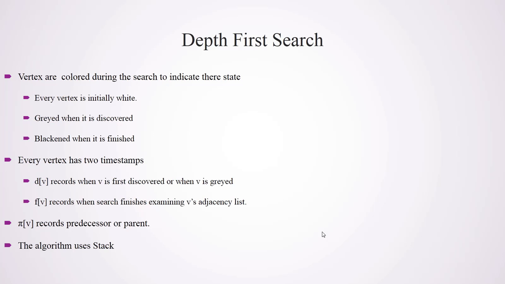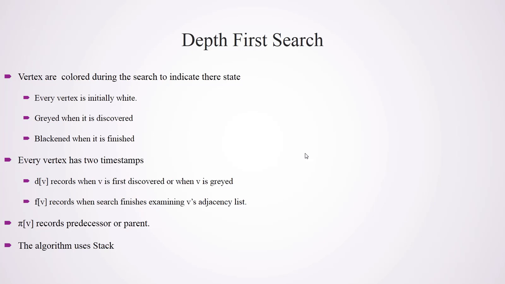Vertices are colored during the search to indicate their state. There are three colors. Every vertex is initially white, grayed when it is discovered, blackened when it is finished. Finished means when all the adjacent vertices of a particular vertex are discovered, then we can blacken that. In addition to the coloring, every vertex has two timestamps. d[v] records when v is first discovered, or when v is grayed. f[v] records when the search finishes examining v's adjacency list. Pi of v records the predecessor or parent.